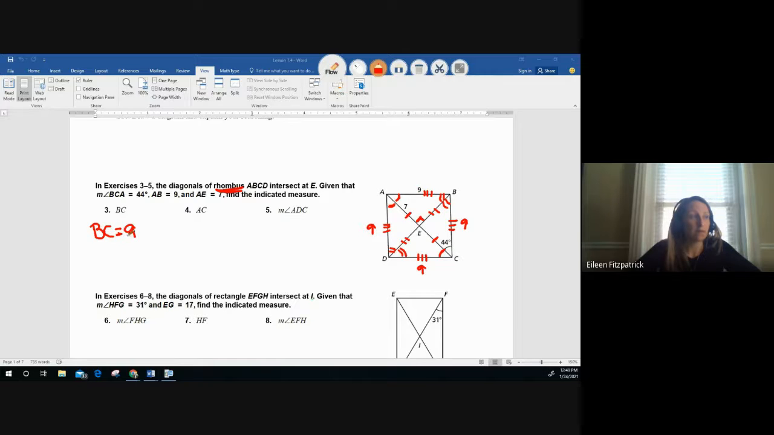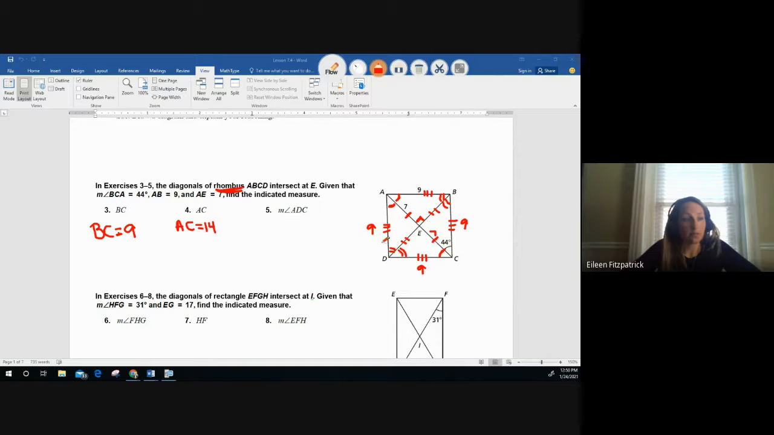All right. What about AC? This segment here. Well, if AE is 7, how long is EC? EC is 7 as well. So the entire thing is 14. AC is equal to 14. Just add 7 plus 7. And the measurement of angle ADC.